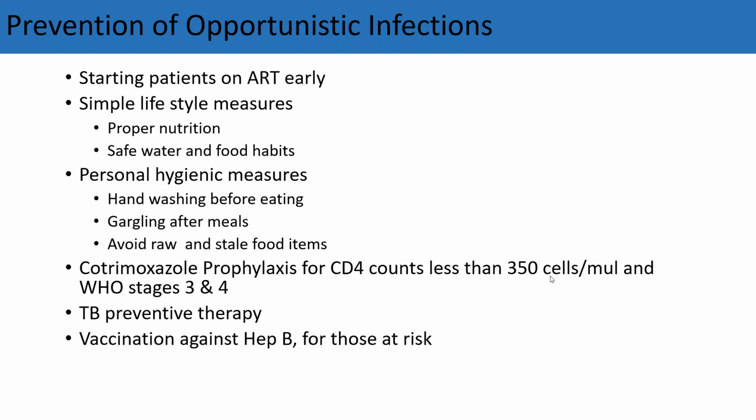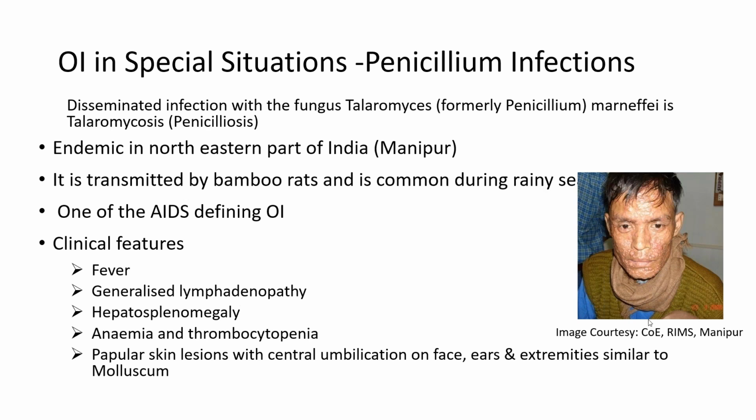In patients who have CD4 count less than 300 cells, irrespective of whether or not they are symptomatic, and for anybody with a stage 3 or 4 WHO disease, we give co-trimoxazole prophylaxis for all PLHIV. This is what is called CPT, or co-trimoxazole preventive therapy. Nowadays, any PLHIV who does not have active TB is put on TB preventive therapy with isoniazid preventive treatment. And if the patient has not been vaccinated earlier, all PLHIV must be vaccinated for hepatitis B. So remember, you must consider geography.